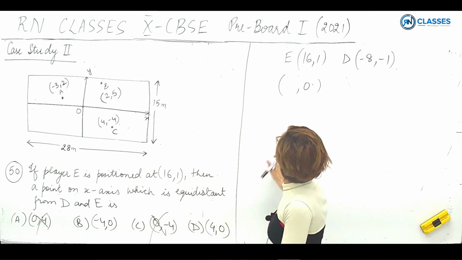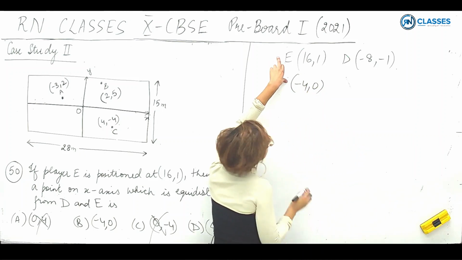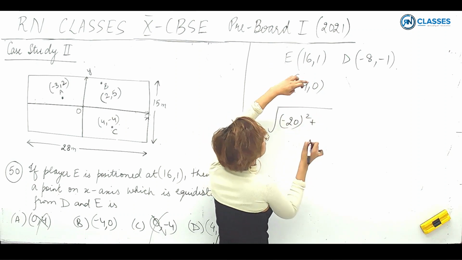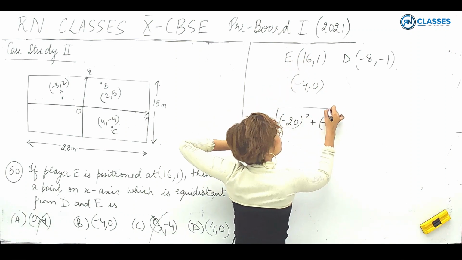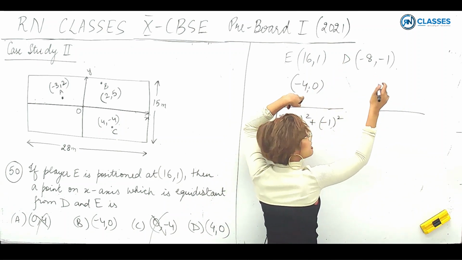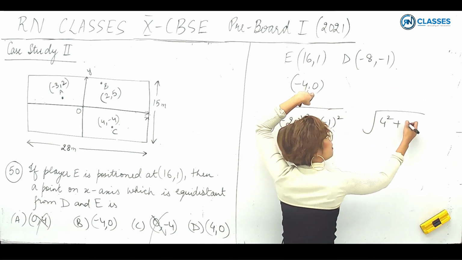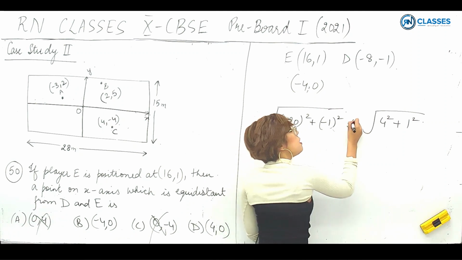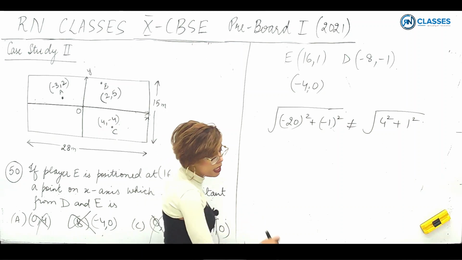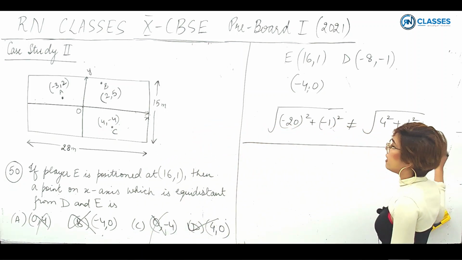Now I need to check whether this is equidistant or whether this is. Let me check one by one. So let's start with minus 4 comma 0. Let me find out this distance. So this is minus 4 minus 16, so minus 20 whole square plus 0 minus 1, so minus 1 whole square, right? Let me find out this distance. So square root of minus 4 minus minus 8, so 4 square plus 0 minus minus 1, so plus 1 square. Clearly this is not equal to this. That means this is rejected. Option D has to be the correct one, right? So that is the end of the discussion.